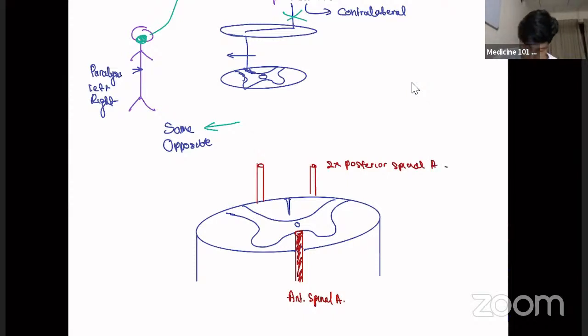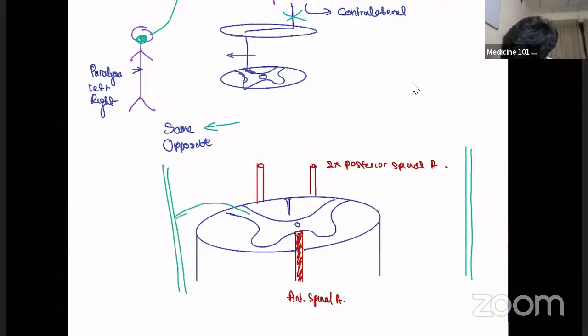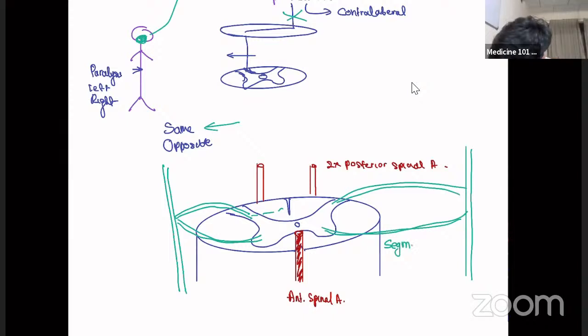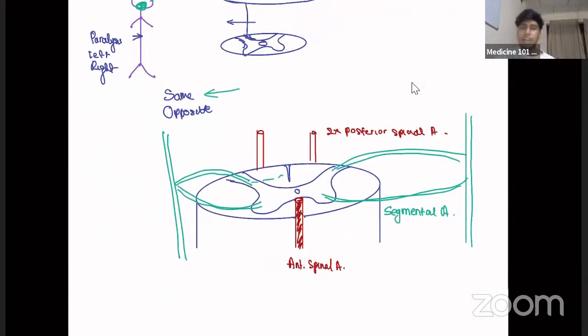And also, there are some segmental arteries which innervate from either side. They come with the dorsal root ganglion, and they also come with the ventral root ganglion. These are called the segmental arteries. Okay, these are called the segmental arteries. And these three arteries groups are what supply the spinal cord.